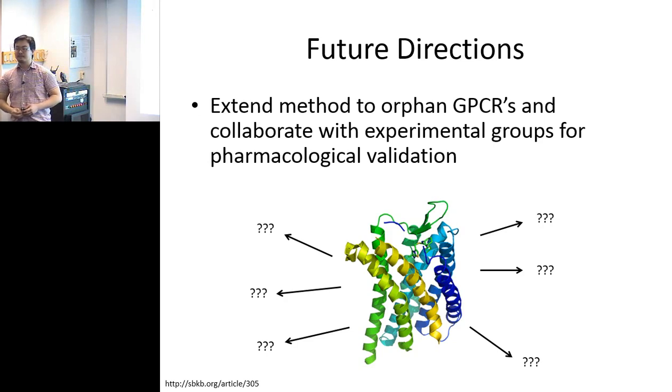How many orphan GPCRs are there? About 150 or so for humans, according to the IUPHAR classification. They're mostly Class A, most of them, which is not surprising because they're the largest group anyways.